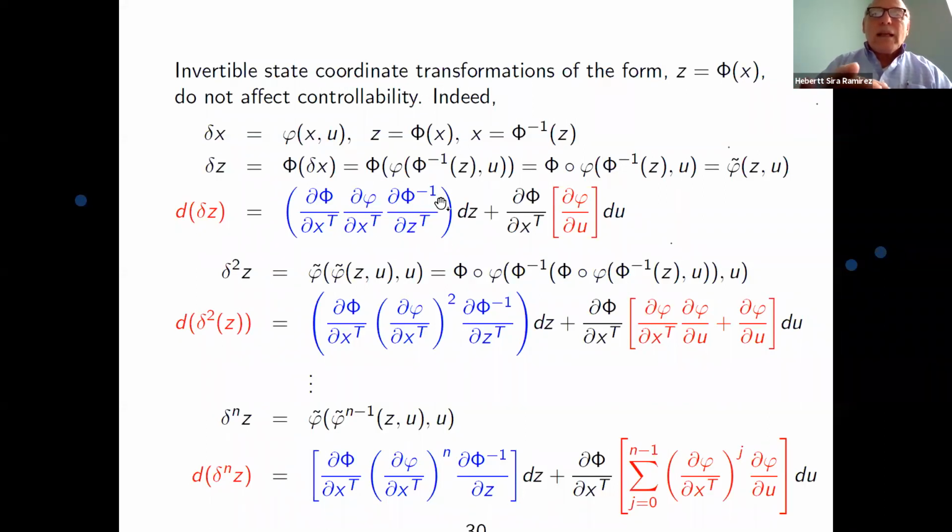So this matrix comes out naturally in this space of differentials, portraying the influence that the state itself has in the evolution of the new system, and how this affects the influence of the control is through a non-singular matrix, partial of phi with respect to X transpose. Recall that if this vector function is full rank, that means that all the gradients of phi are independent, and therefore this matrix is non-singular.